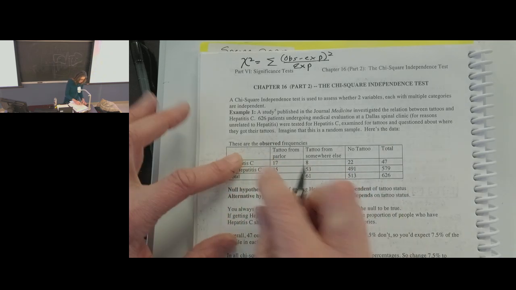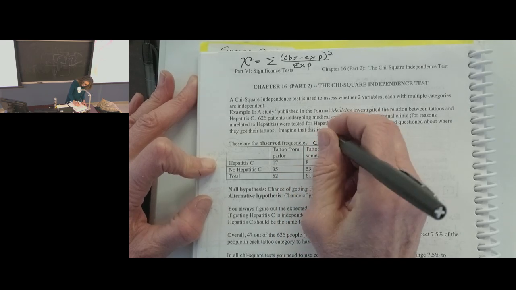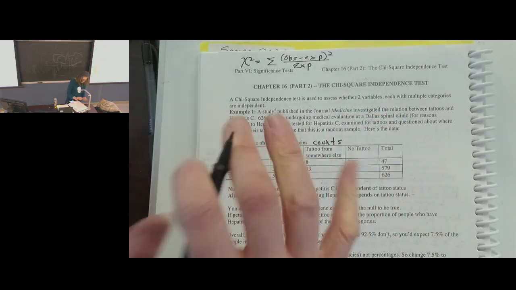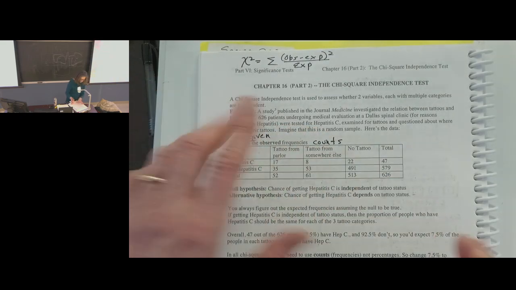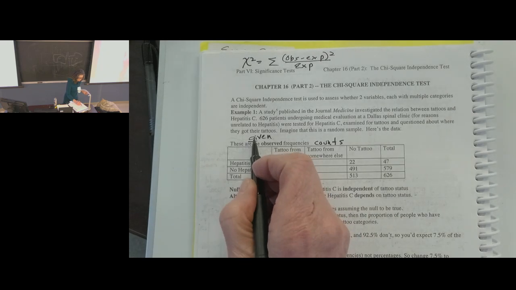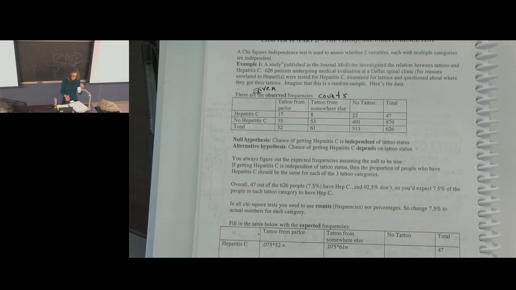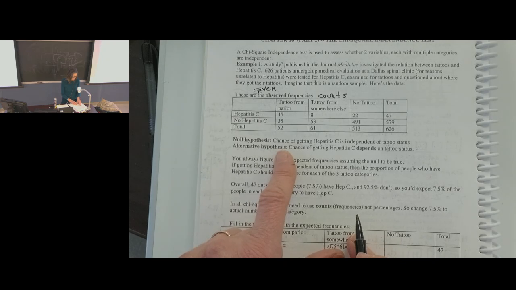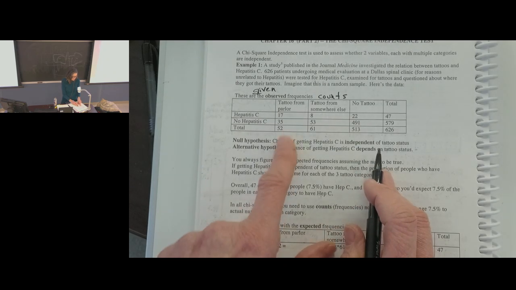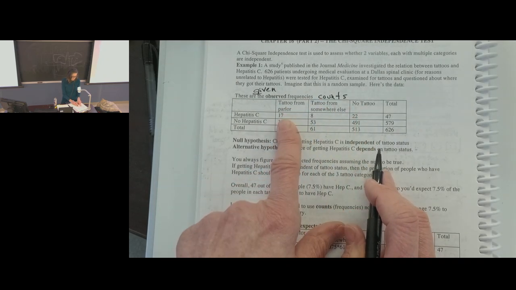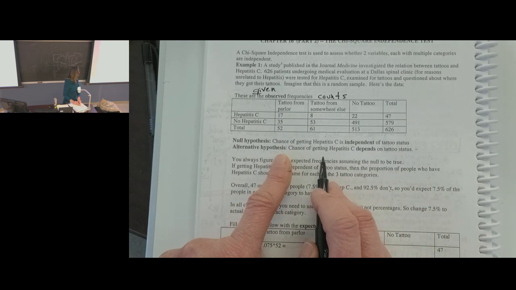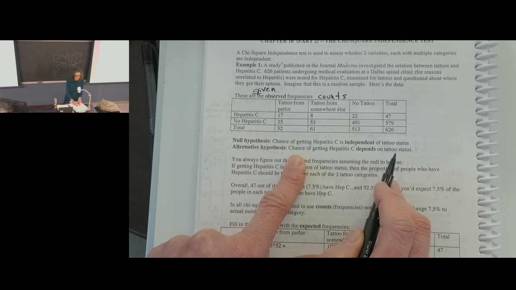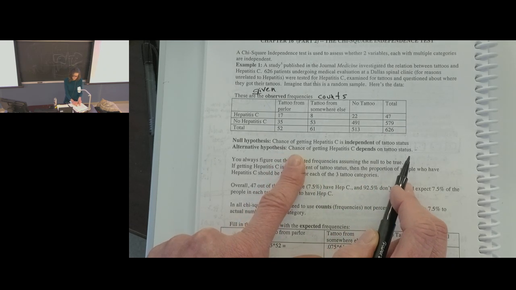All right, so these are observed counts, and this is always given to you. This is what you see. This is given in your data. You can't calculate these. You have to have that in your data. Okay, and the null is what? That the chance of getting hepatitis C doesn't have anything to do with tattoos. It's independent. And the alternative is, it depends on tattoo status. All right?